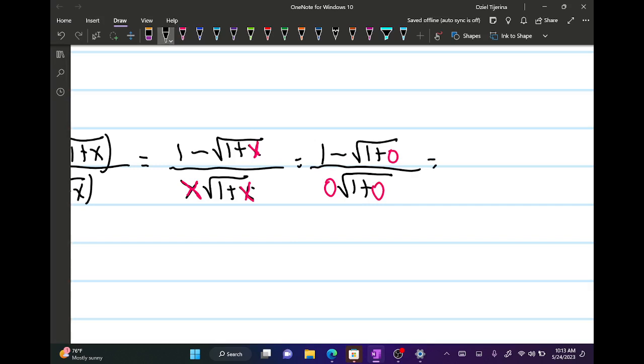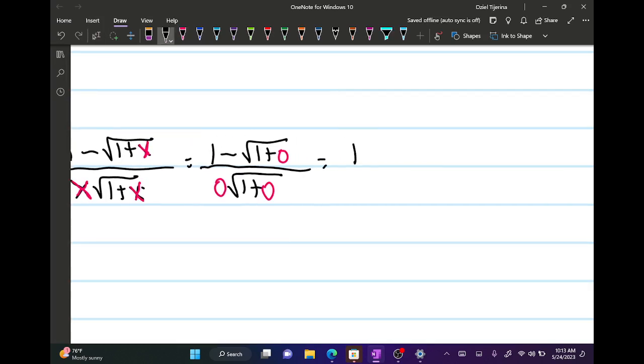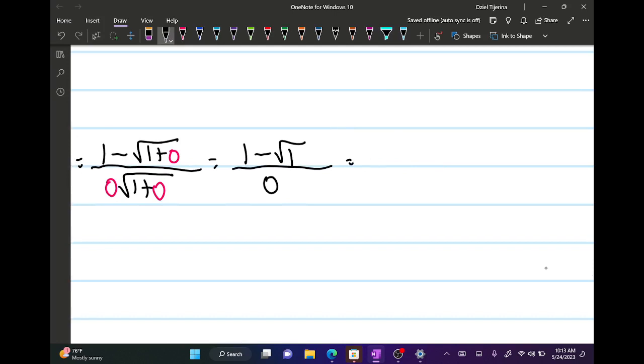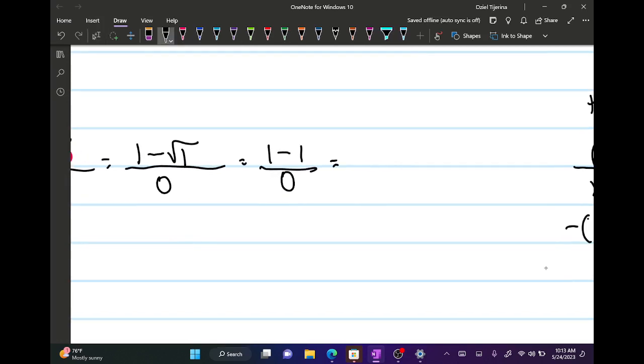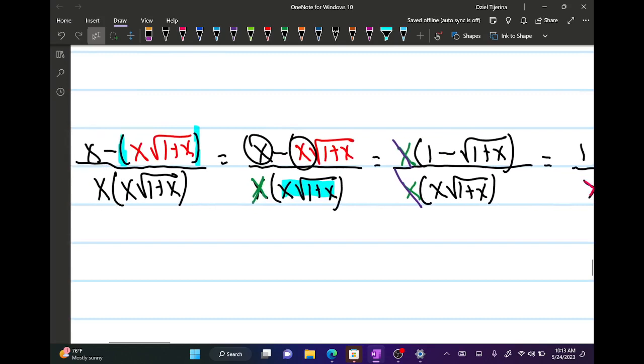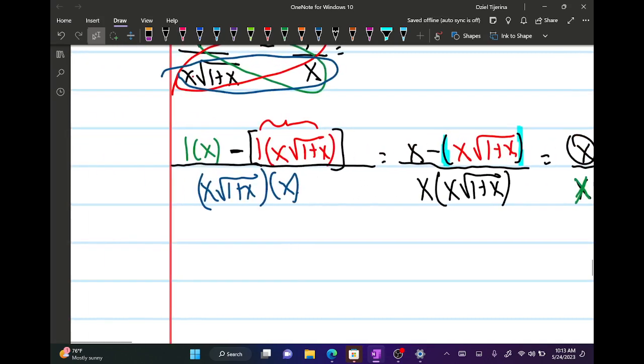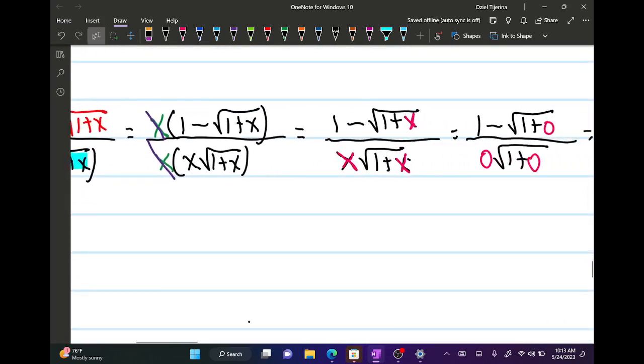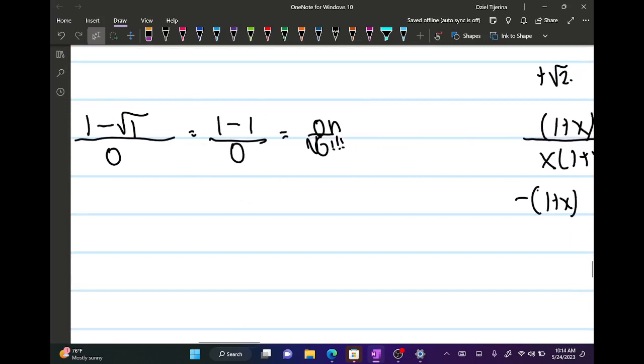And this is going to be 1 minus the square root of 1 over 0. So then this will be 1 minus 1 over 0, which equals 0 over 0, which still means, oh no, right? So we must do something else. Even though we did all this stuff here, we're still not done.